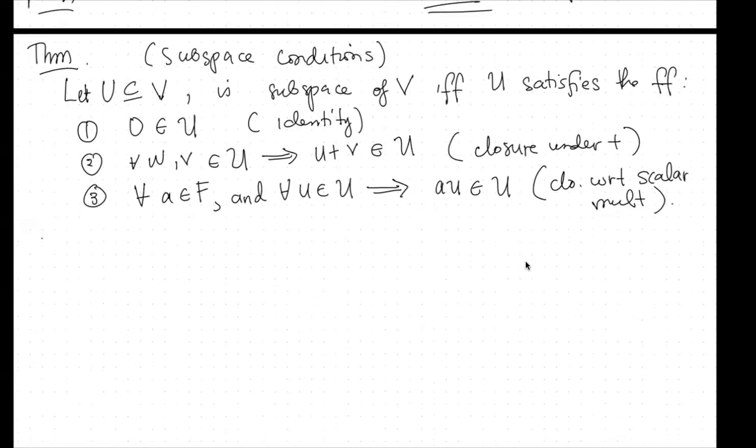Okay, so the proof here has two directions. You prove that if it is a subspace, then these three must hold, and then the second one, if these three conditions hold, then we get a subspace. I mean, we get a vector space. So this is left for reading. We will apply this theorem when we show something is a subspace.